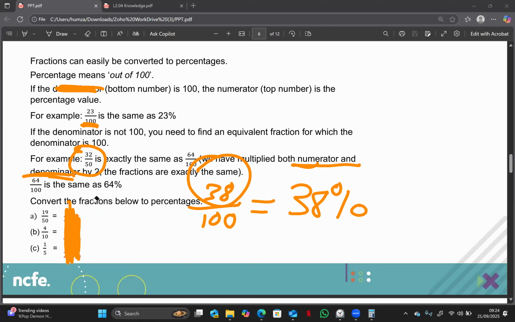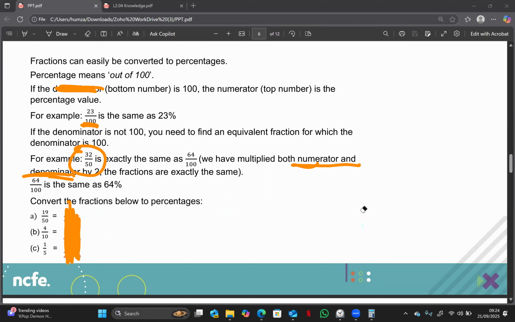What would we do in B? Remember what I said, we need to make the bottom number 100 always to find out what a percentage is. So how do we make 10 go to 100? No, 4 over 100, no. What did I do in the first example? Do you remember what I did here, 19 over 50? I multiplied it. So what would we do in the second one?